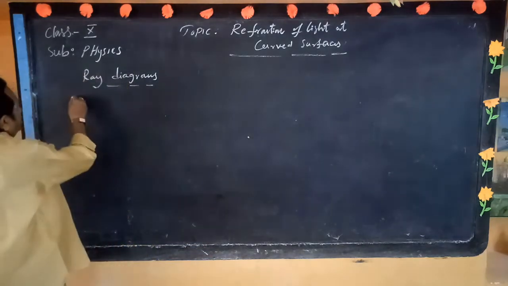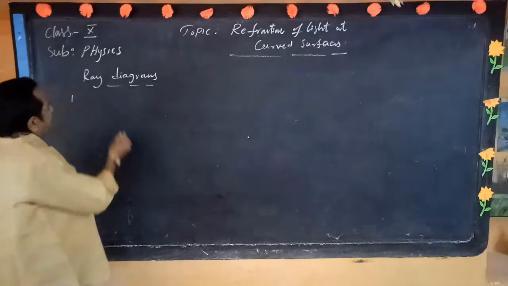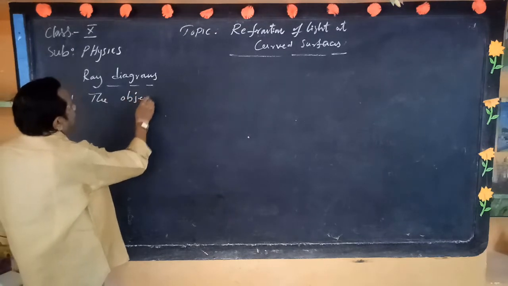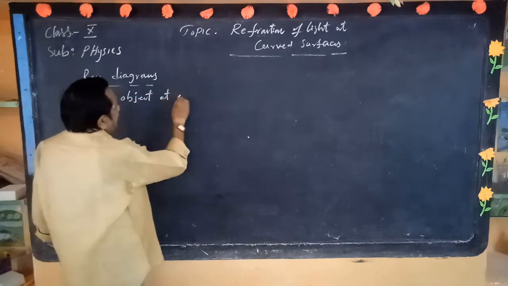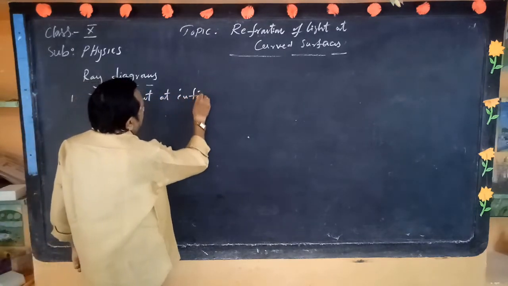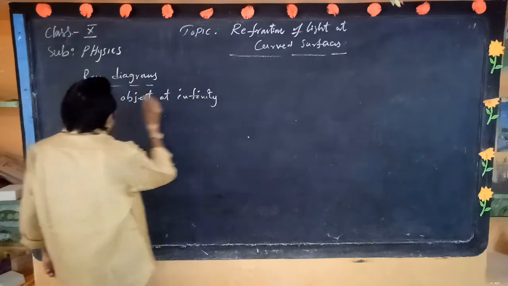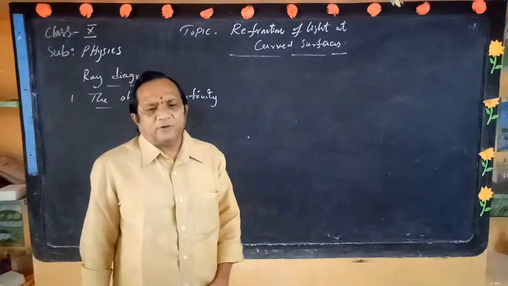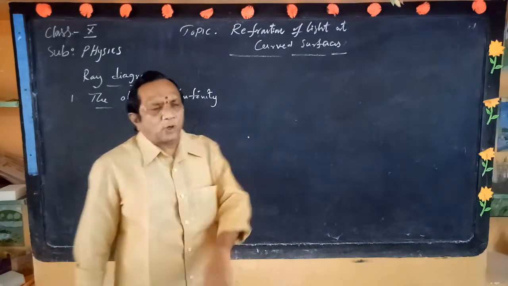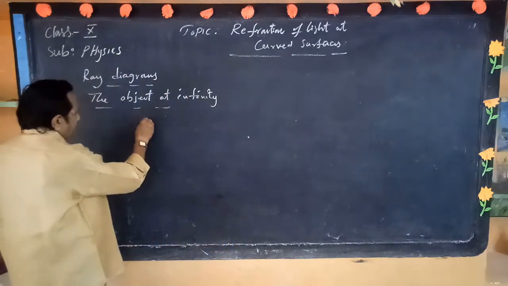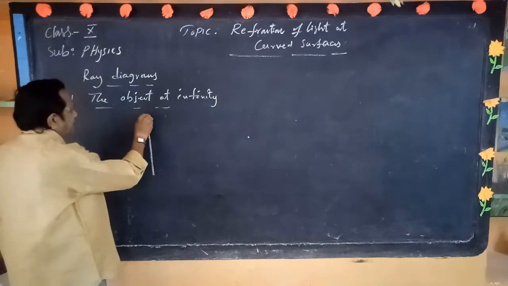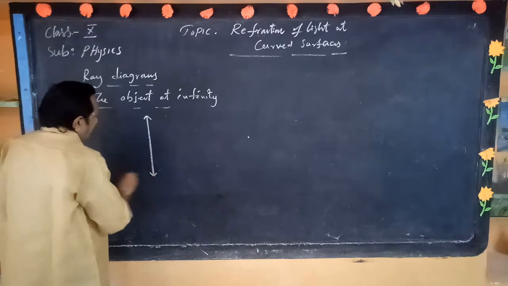Now, first you have to observe the object placed at infinity. At infinity you have to place the object. How will these rays be formed and propagated? Here you have to consider one convex lens. Just a symbol to be drawn. It's a convex lens.